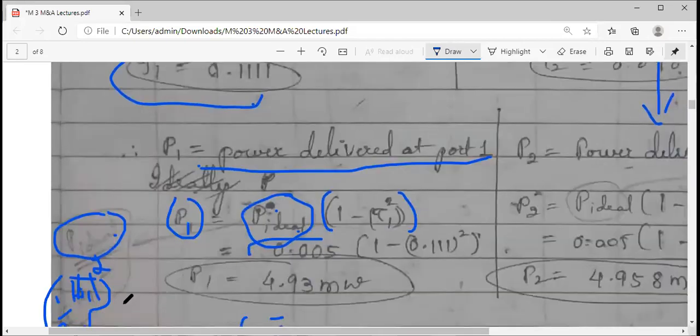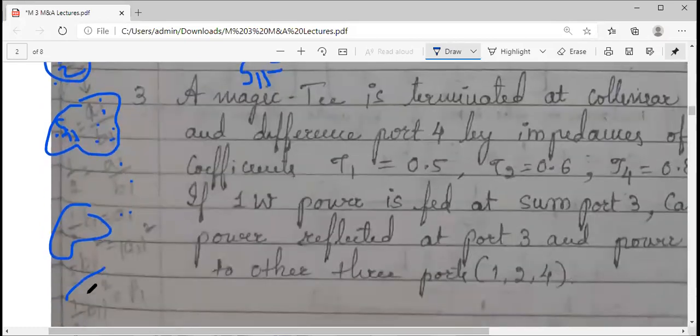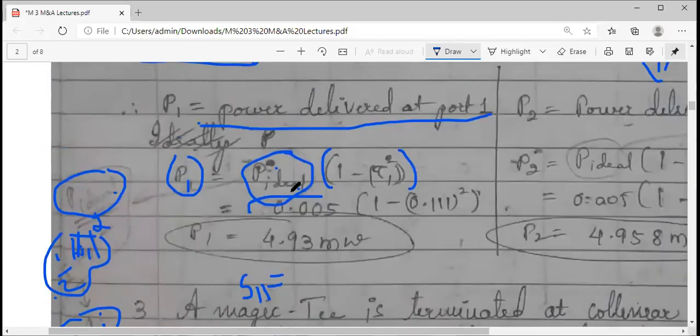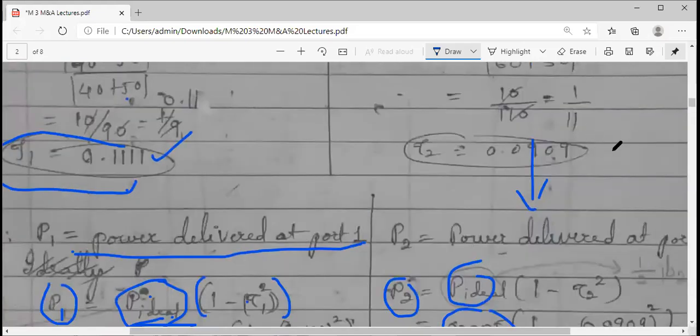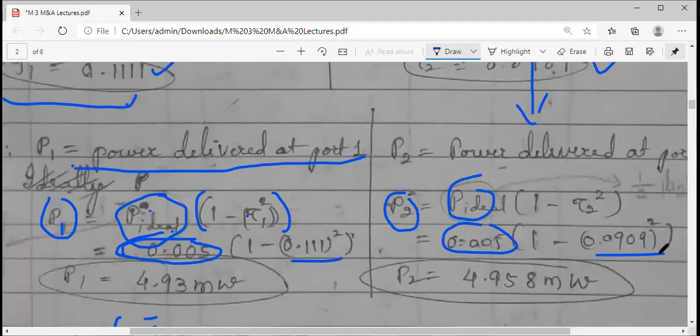So that's why here directly I have taken, I am not bothered about again substituting half B1 and finding it out. Directly I have substituted 0.05 because I know that when 10 milliwatt power is fed into port 3, it gets equally divided as 5 and 5 in port 1 and 2. You can see even in this also, directly P ideal I have taken 0.05, because ideally the 10 milliwatts will be equally divided, 5 and 5. And it is 1 minus tau 1 square, 1 minus tau 2 square. This is for the second port. So what are tau 1 and tau 2? We have calculated tau 1 and tau 2. Substitute those values. You will get the power at port 1 and port 2.